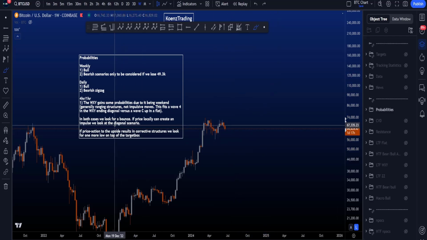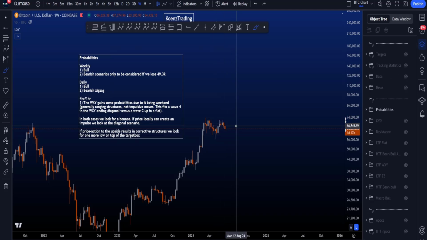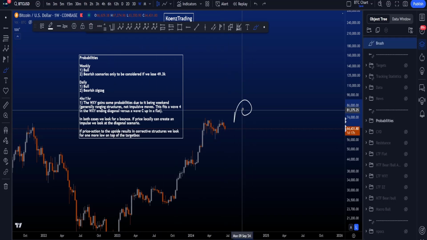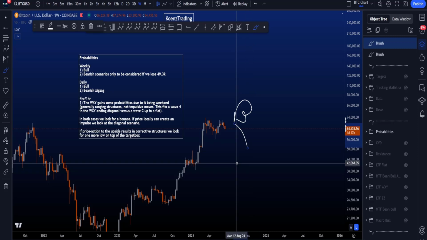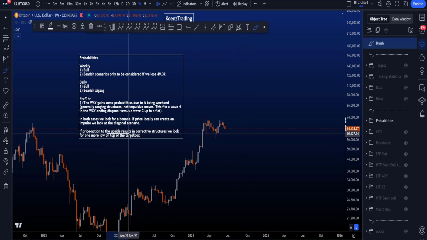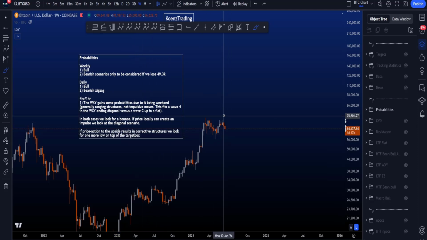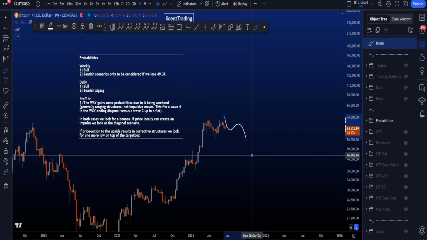In both cases, however, we are looking for a bit of a local bounce to the upside. I mentioned the resistance areas above price as well. And if price locally can create an impulse, well, then we're looking for the diagonal scenario and a bigger move to the upside locally for then a wave B and a wave C to the downside later. And if price is going to move towards the upside but in a corrective structure, then we're going to be looking for one more low in that WXY scenario.